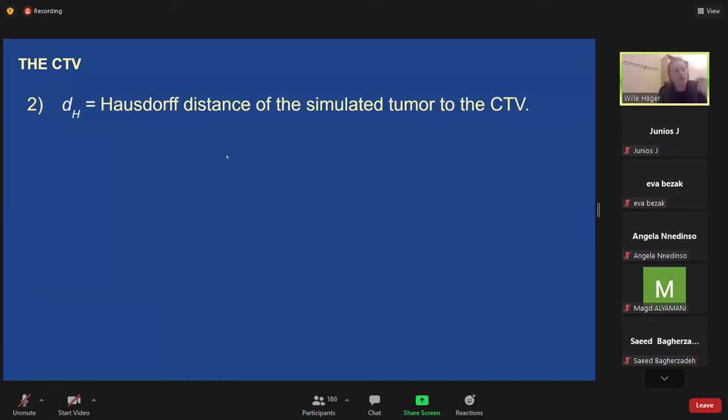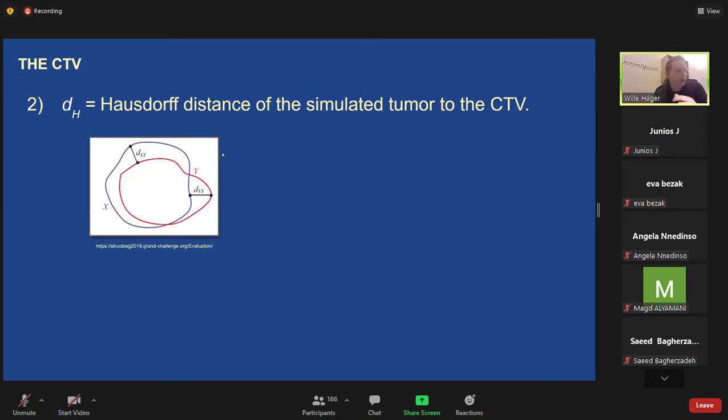We also check the Hausdorff distance between the simulated tumor and the CTV. For those of you who don't know, the Hausdorff distance is a measure of conformity between two shapes, equal to the greatest distance of all the direct paths between the two contours, in some sense. So in this example, it would be perhaps dyx or dxy. I'm not sure which one is the largest.